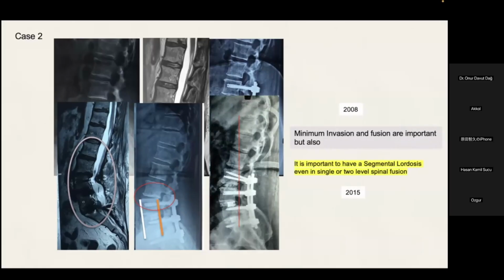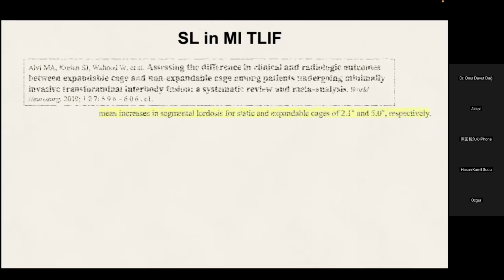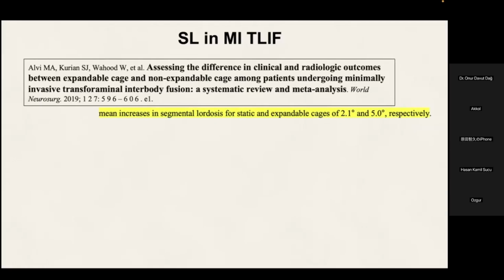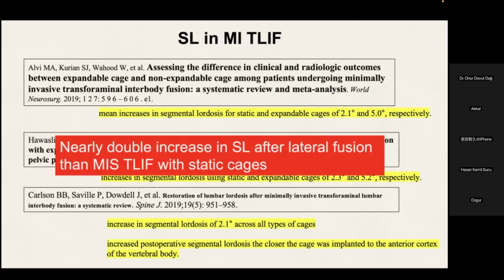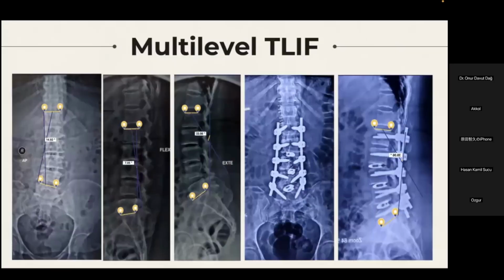And this is the crux, whether you do open, whether you do MIS TLIF, or whether you do an endo TLIF. If you cannot achieve a good amount of segmental lordosis, you will get immediate good outcomes, but long-term outcomes will be affected because of this. And this has been very well studied in the literature, that the segmental lordosis in MIS TLIF with static cages is nearly less or half than the lateral fusions. So there is nearly double increase in segmental lordosis after lateral fusion compared to MIS TLIF or static cages. It's around 2.1 degrees of segmental lordosis that you get, whether you do an MIS TLIF or a UB TLIF. You can get a good fusion, but you cannot get a good segmental lordosis.